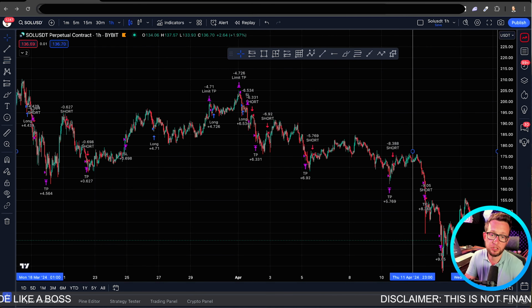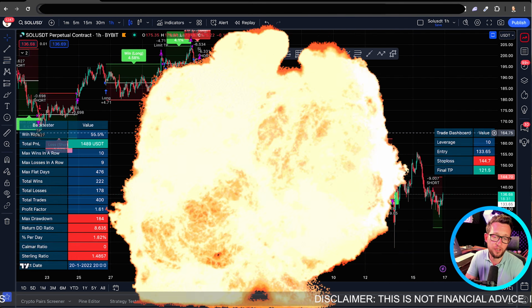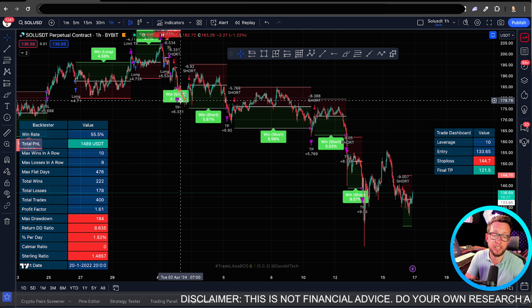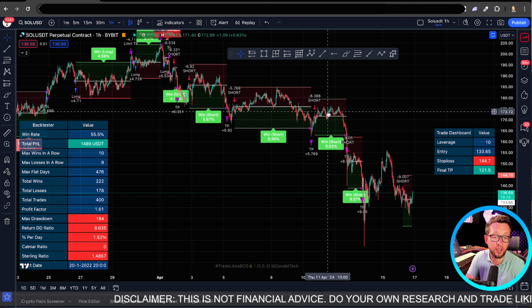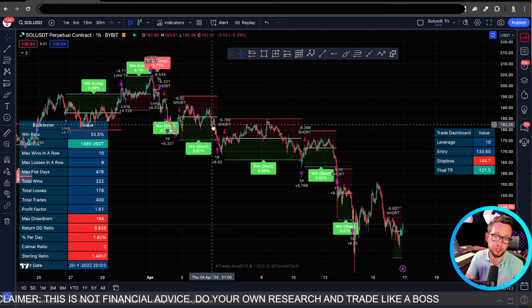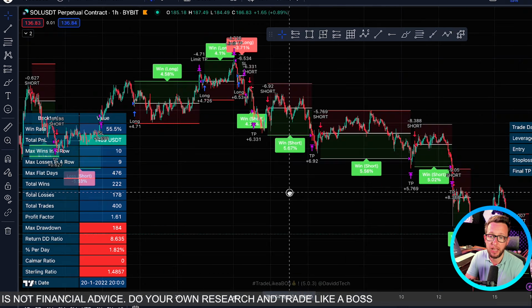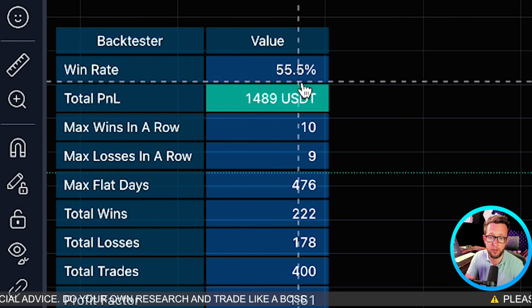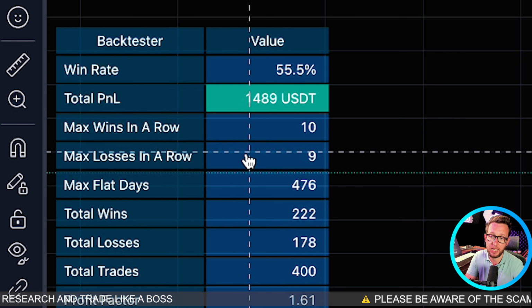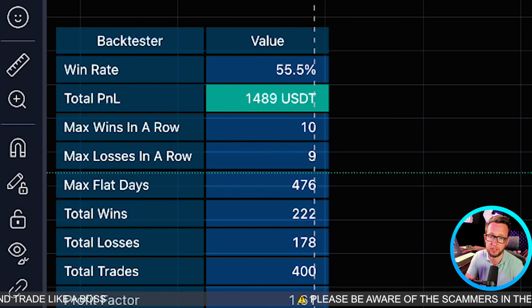Okay, the backtesting results are in. Drum roll, please. Right, here we go. That was faster than I expected. As you can see, this trading strategy is always in the market, in and out, in and out. Look at that, absolutely wonderful. A winning streak just there. We have an amazing 55% win rate. Maximum wins in a row was 10, maximum losses in a row was 9.